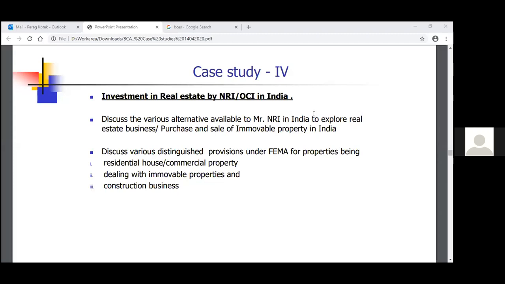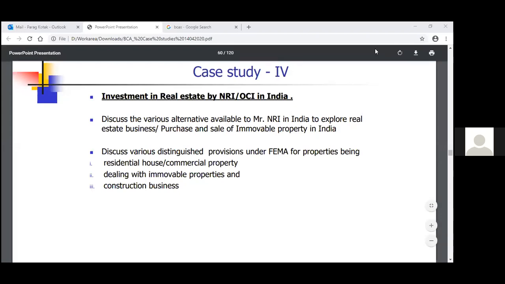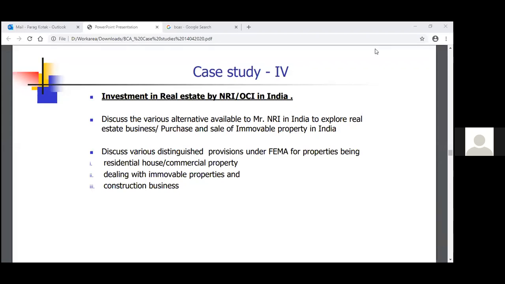Okay. Yes, please. Let us go to the case study number 4. What case study 4 tells us is: discuss the various alternatives available to Mr. NRI in India to explore the real estate business, purchase and sale of immovable property in India. Discuss various distinguished provisions of FEMA for properties being residential house or commercial property, dealing with immovable properties and construction business.